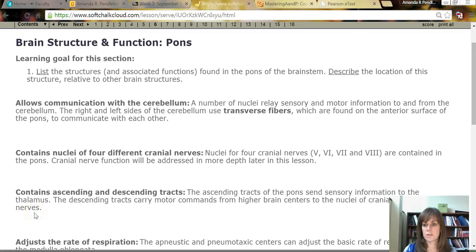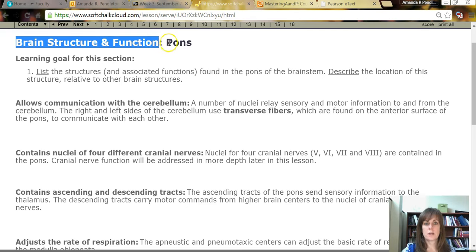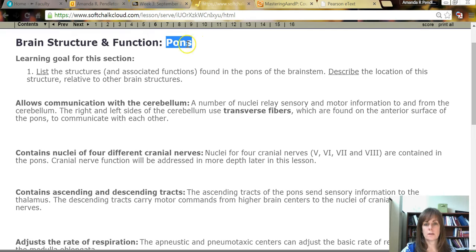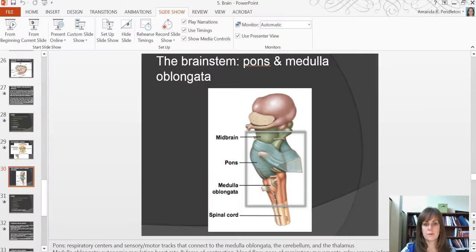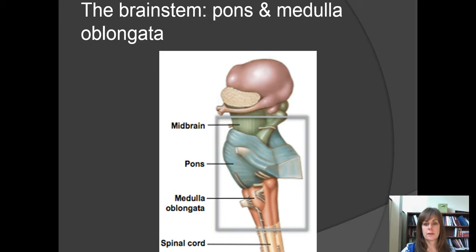Okay, so moving on to our brain regions, their structure and function, we're now going to start talking about the structure and function of the pons. As a reminder, if you look at this slide, the pons is the part that has this bulging region on the front. This would be the front area of your brain. This would be the back side of your brain. And so the pons is that part that has this bulge out on the front.